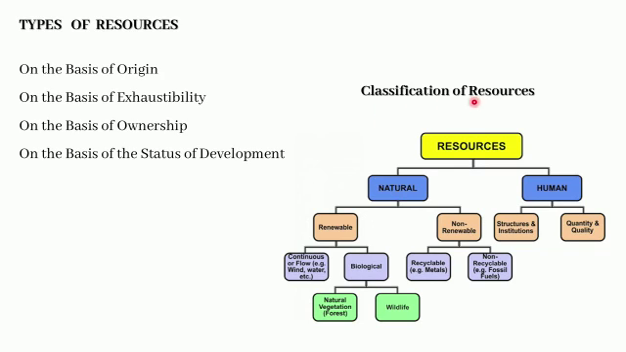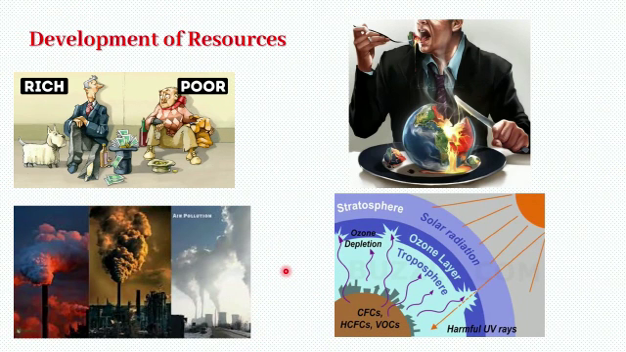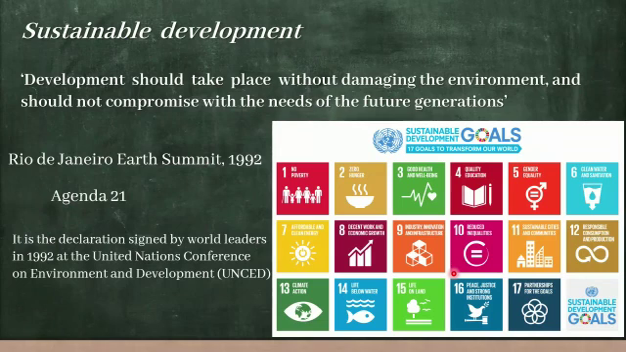In this slide, the classification of resources is given, and this flowchart is very important, so practice this flowchart as many times as you can. Coming to the next topic, development of resources: accumulation of resources in a few hands, which, in turn, divided the society into two segments, rich and poor. Look at the last pictures. Exploitation of resources has led to global ecological crises such as global warming, ozone layer depletion, environmental pollution and land degradation. Therefore, resource planning is essential for sustainable existence of all forms of life.